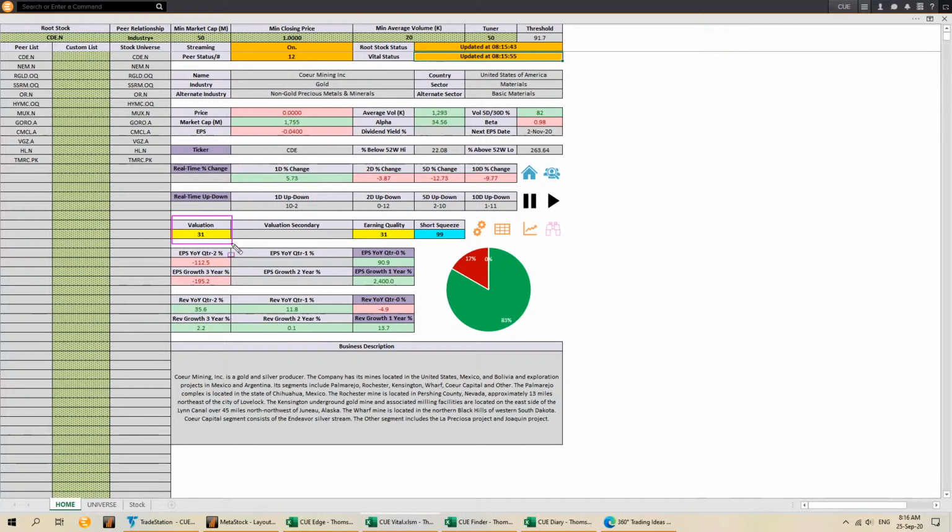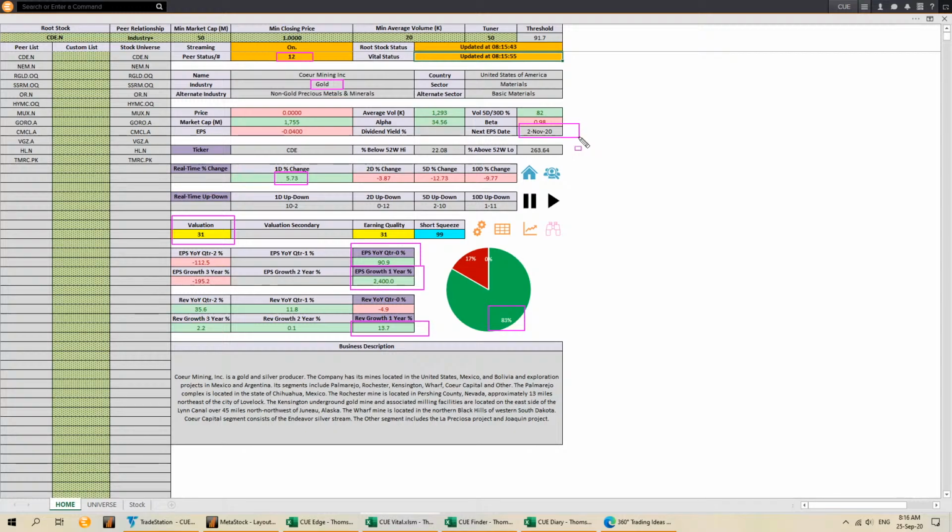What can we see fundamentally? It is medium valuation and high growth in the last quarter, extremely high growth in the last year. It has revenue growth in the last year as well. Yesterday, the industry was very strong in itself. 83% of the 12 peer stocks in the gold mining industry went up yesterday. This stock itself went up by 5.7%.